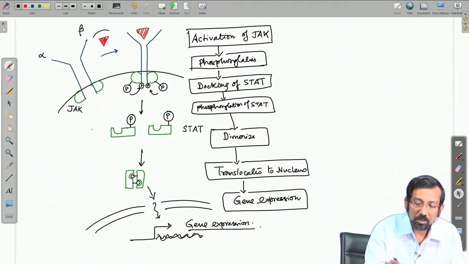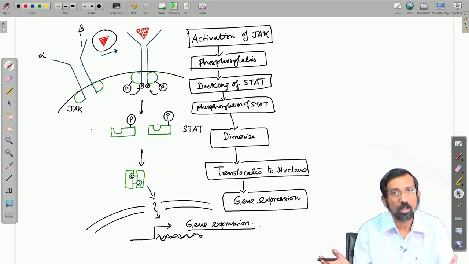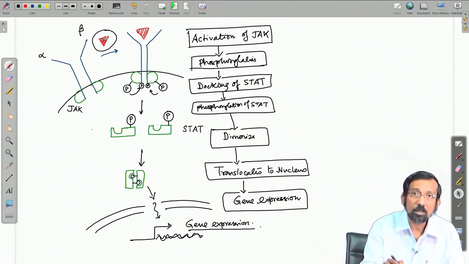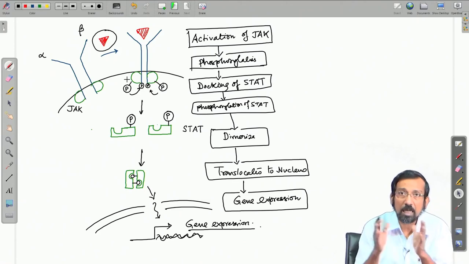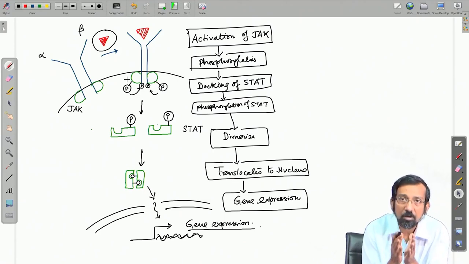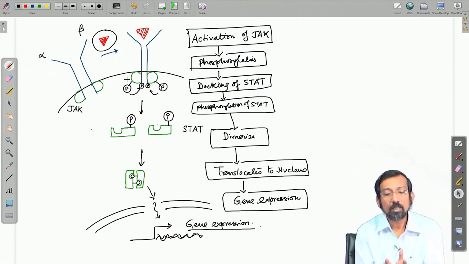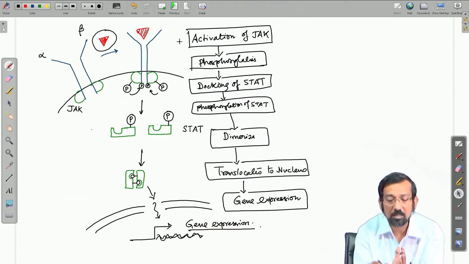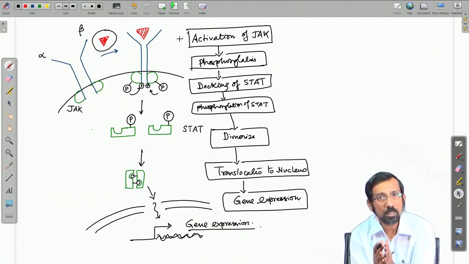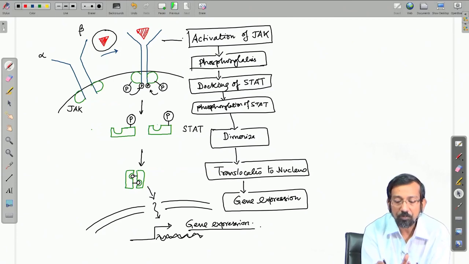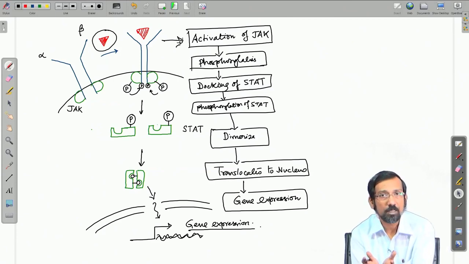Let us consider this is the cytokine. The cytokine binds to the receptor. The alpha and beta subunits normally remain apart. When there is cytokine binding, they come together. So there is receptor dimerization, and when this occurs, there is activation of JAK. This is the first event: receptor dimerization leading to the activation of JAK.